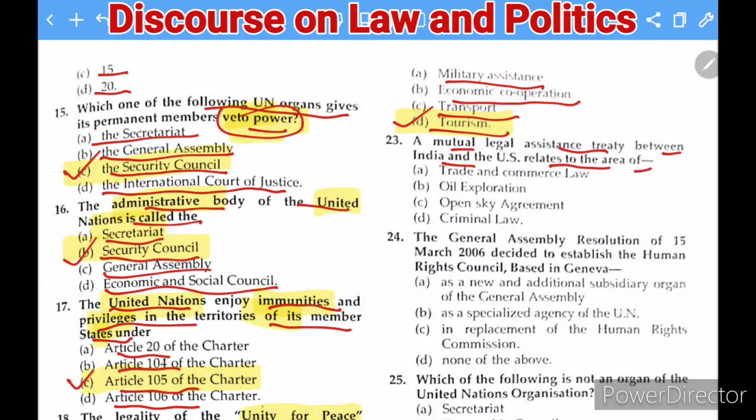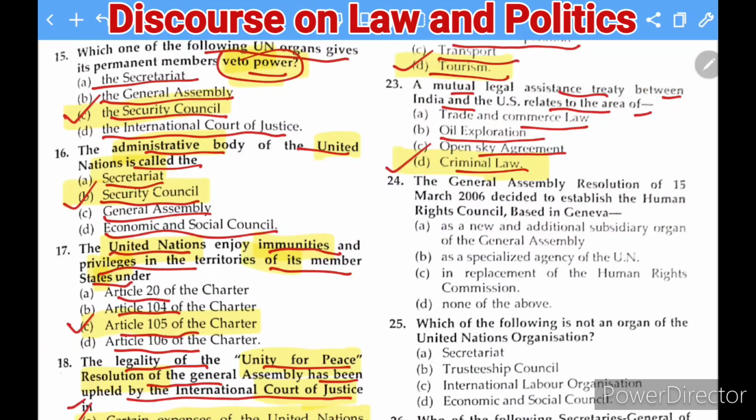A mutual legal assistance treaty between India and the US relates to the area of trade and commerce law, oil exploration, open sky agreement, criminal law. So it is a mutual legal assistance with respect to what kind of matters? Yes, you can see the options which are given here. Give your answers here. It is a kind of old question, but may be helpful in your examinations also. The right answer is criminal law.